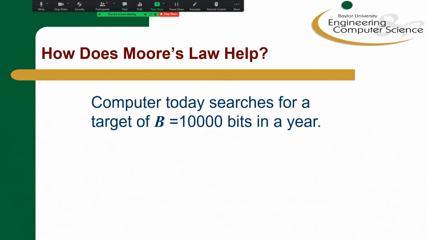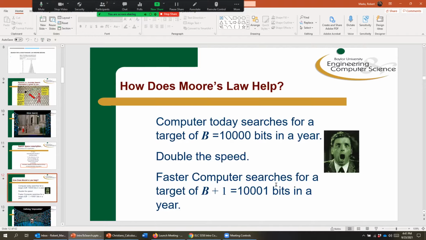Now, if you know nothing, won't computers eventually catch up? What about Moore's law? Let's assume that Moore's law says that the computer today searches for a target of B equal to 10,000 bits a year. In other words, you have a super duper computer and it searches through an exhaustive target and it takes it a year to search 10,000 bits to generate the solution. You give it one more year and you double the computing speed. How many bits do you think it can go through? Anybody make a guess? Do you understand the question?